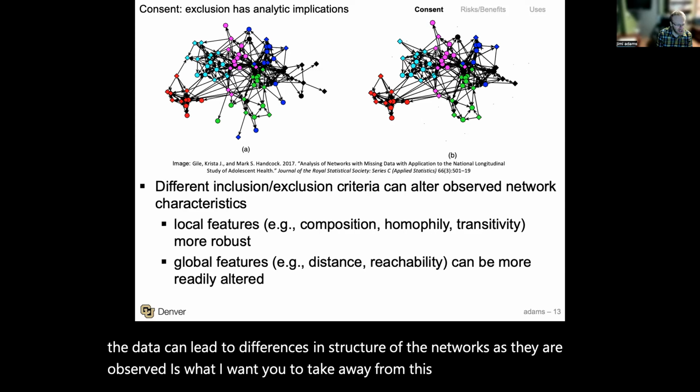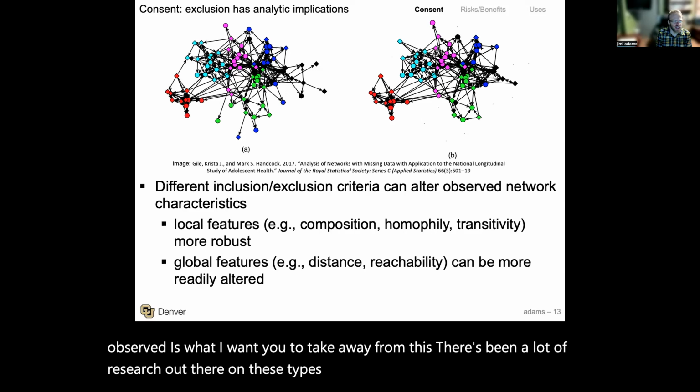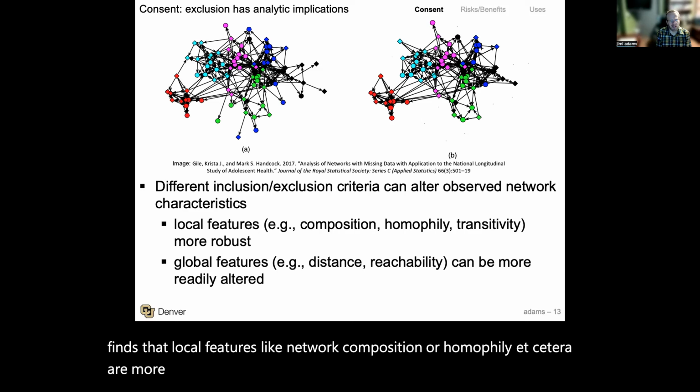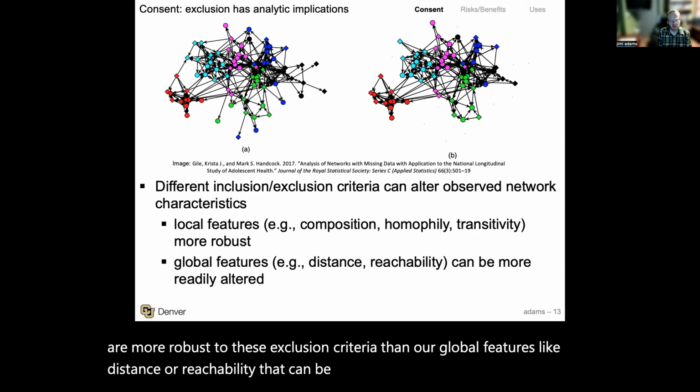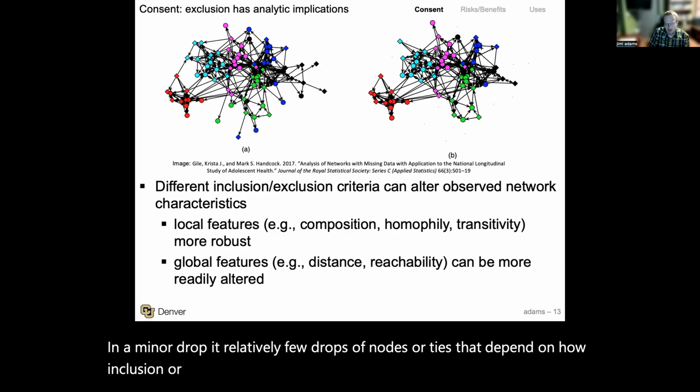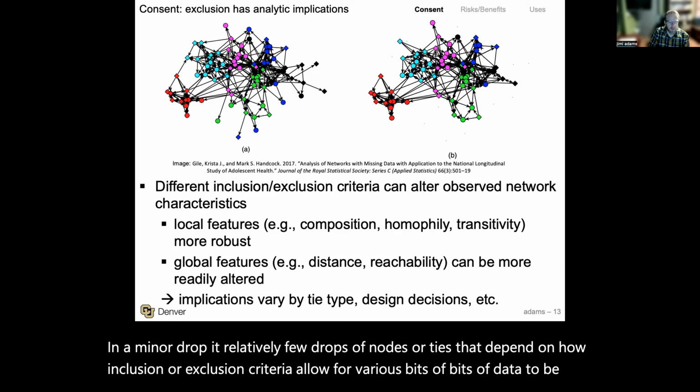There's been a lot of research out there on these types of questions, and generally this research finds that local features like network composition or homophily, et cetera, are more robust to these exclusion criteria than are global features like distance or reachability, that can be more readily altered by relatively few drops of nodes and or ties that depend on how inclusion or exclusion criteria allow for various bits of data to be in the study.